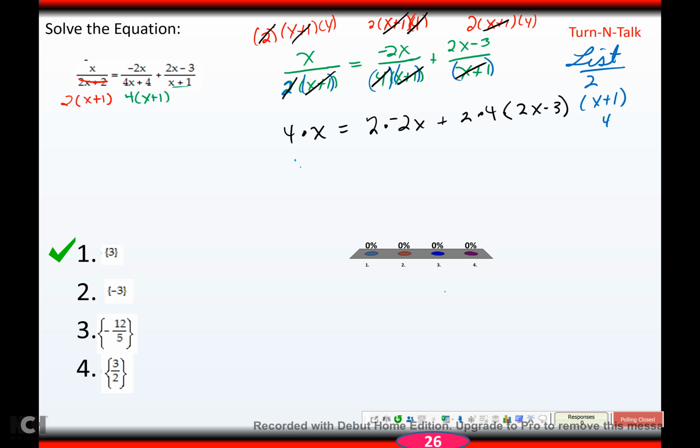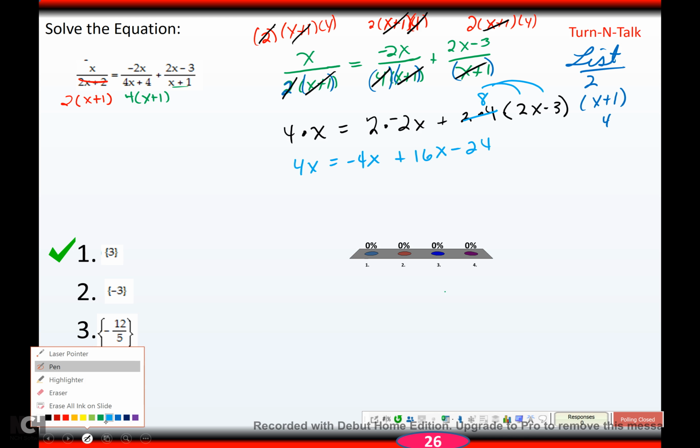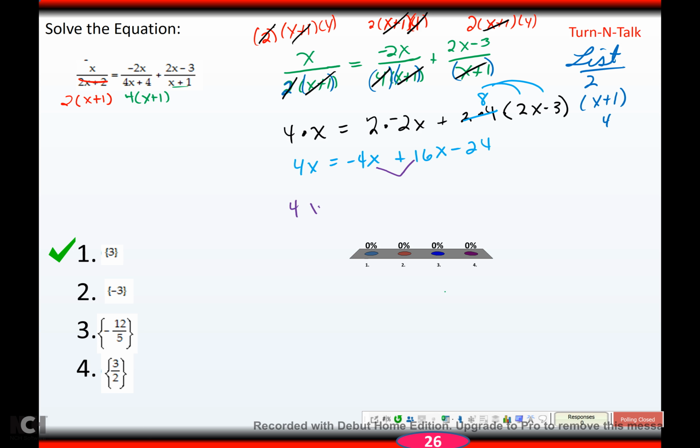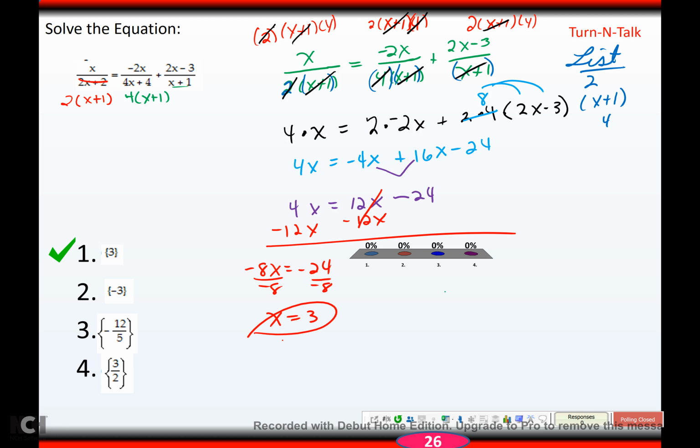So if we simplify, I got 4x equals negative 4x plus, this is 8, 16x minus 24. Now if I combine like terms, I get 4x equals 12x minus 24. I've got to get my x's together, so I'm going to minus 12x. I know I'm making a negative, but that's going to give me negative 8x equals negative 24. Divide by negative 8, and I get x equals 3.